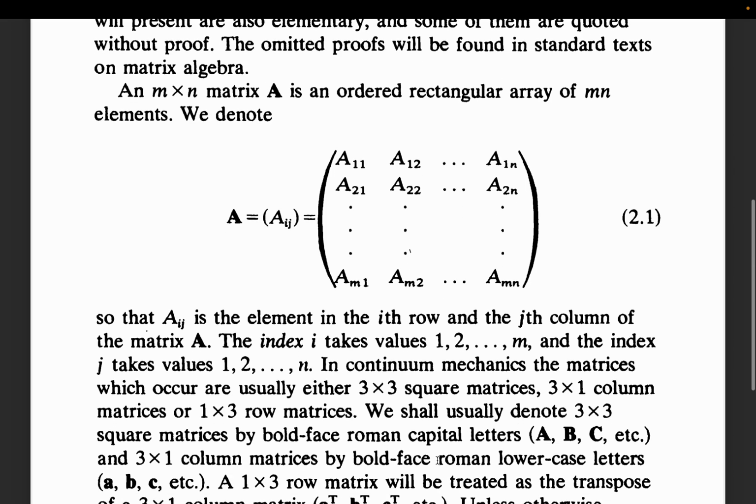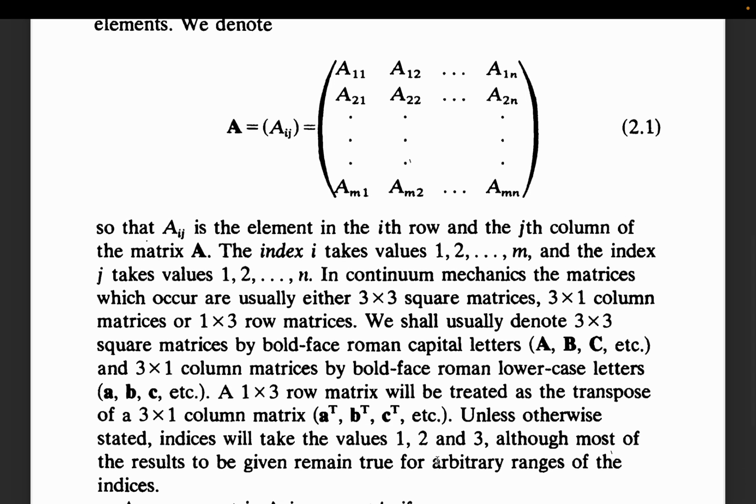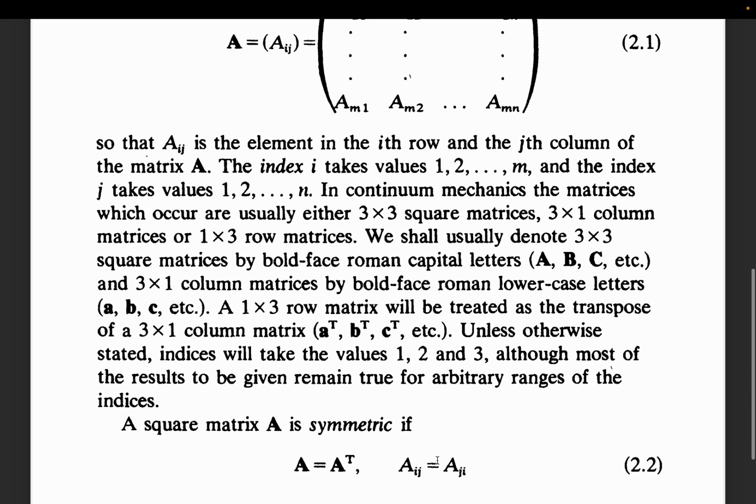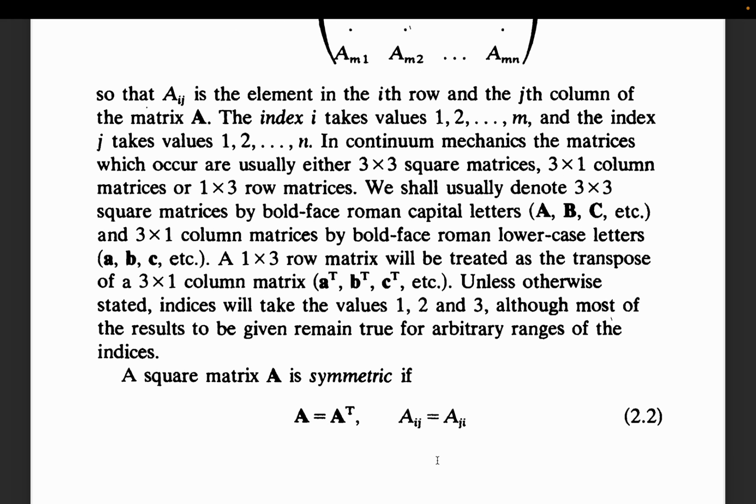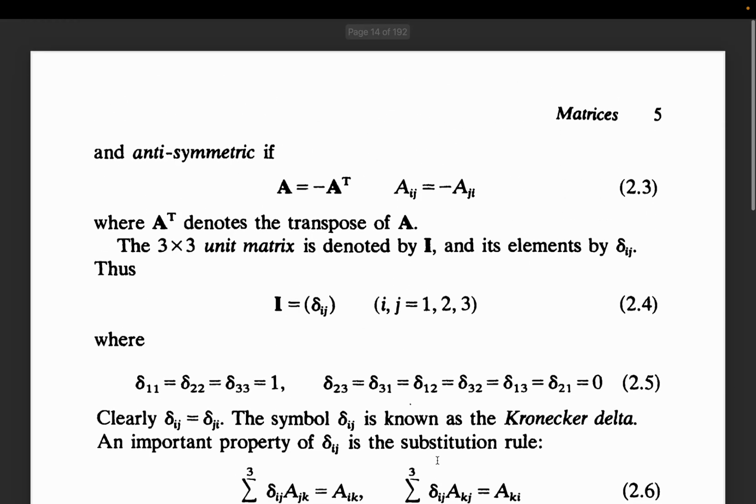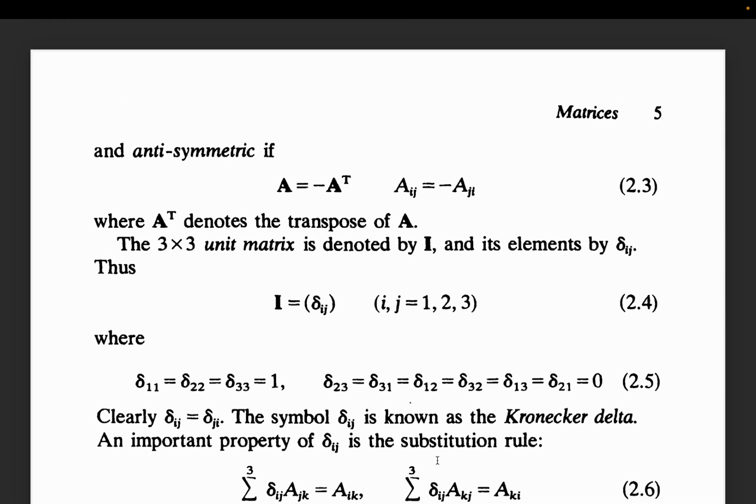If the number of rows is equal to the number of columns, then the matrix is called a square matrix. A square matrix A is symmetric if it is equal to its own transpose, that means A_ij equals A_ji. It is antisymmetric if A equals minus A transpose, that means A_ij equals minus A_ji.